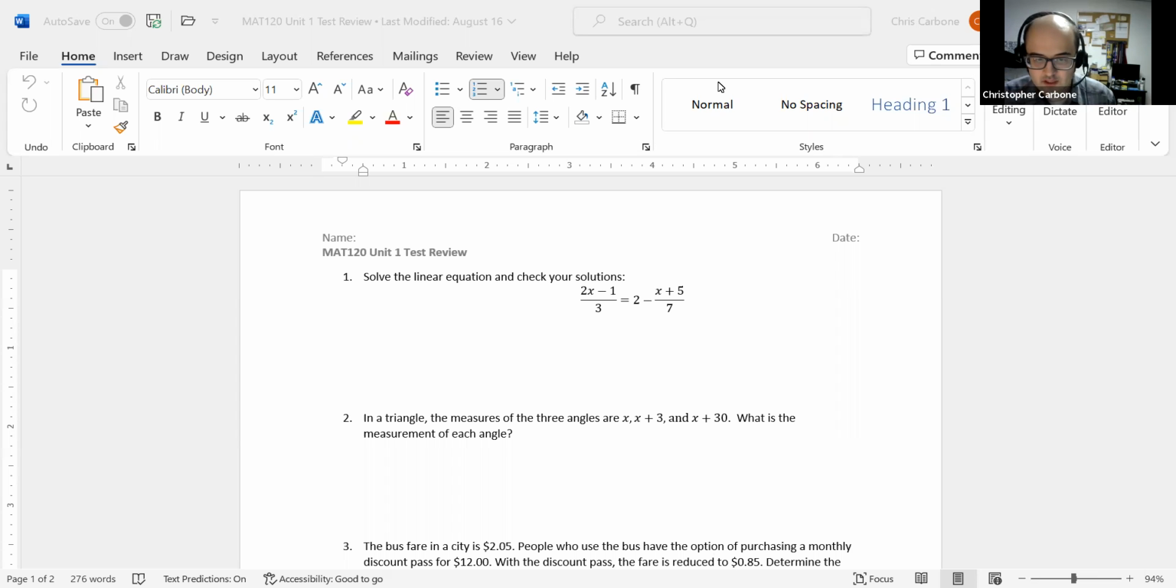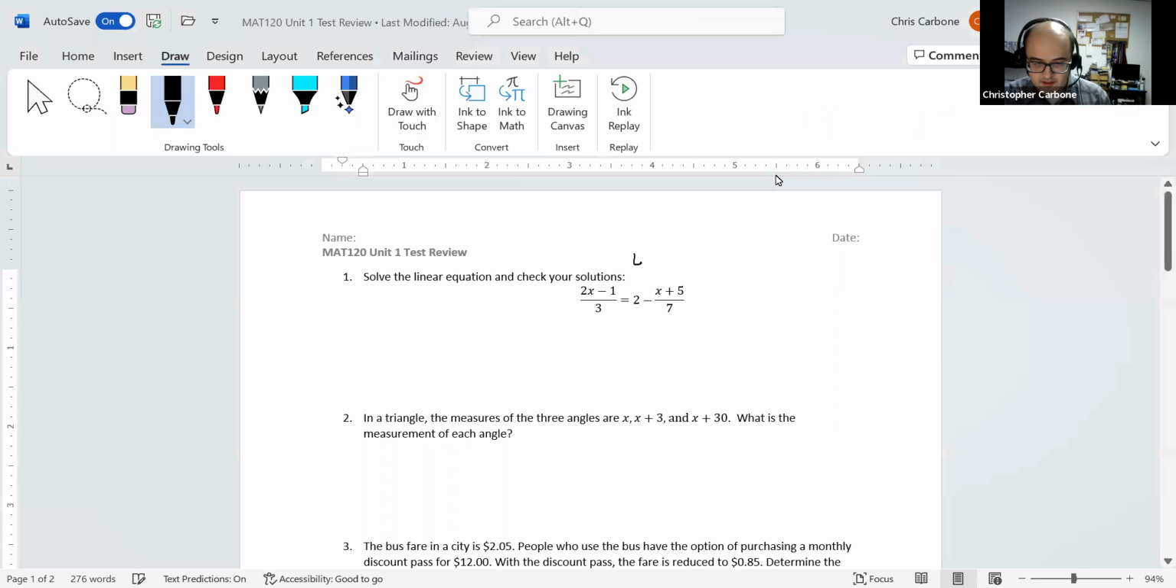The first question that I have on here is to solve the linear equation and check your solutions. So we have (2x minus 1) divided by 3 is equal to 2 minus (x plus 5) divided by 7. We are going to first multiply by the least common denominator between 3 and 7. It's going to be 21. So we are going to multiply everything here by 21.